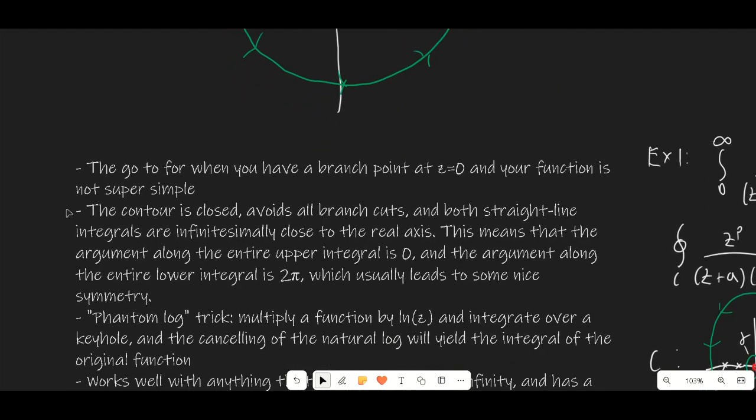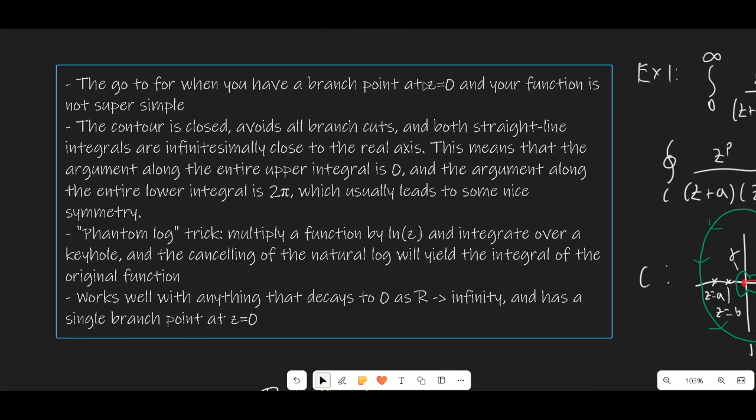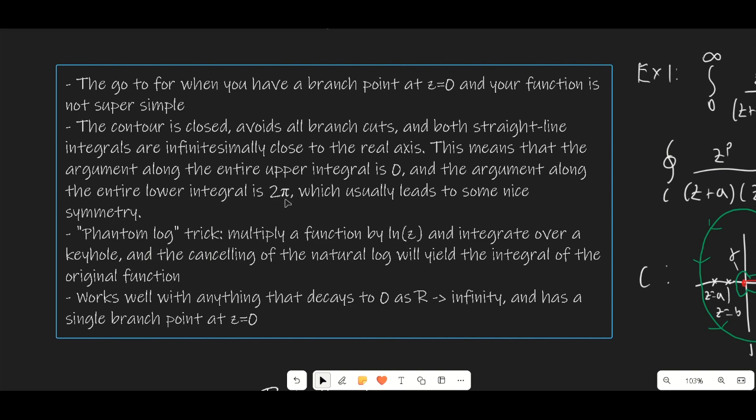So pretty much it's the go-to contour for when you have a branch point at z equals 0 and your function is not super simple, because if it is super simple, chances are you can just use the semicircular integral. So the contour is closed, it avoids all the branch cuts, and both straight line integrals are infinitesimally close to the real axis, which means that the argument along the entire upper integral is 0 and the argument along the entire lower integral is 2 pi because of that branch cut that we place right there, which usually will lead to some nice symmetry, and I'll show you an example of that in a moment.